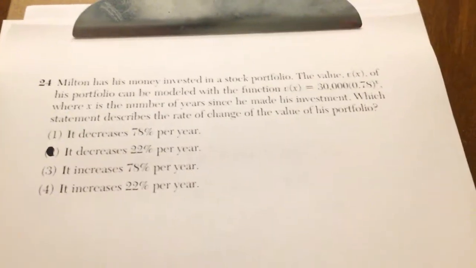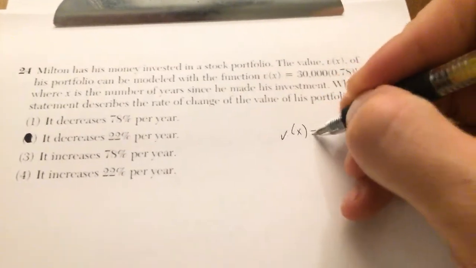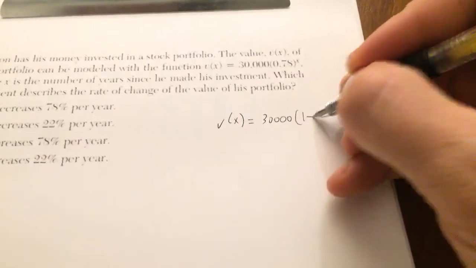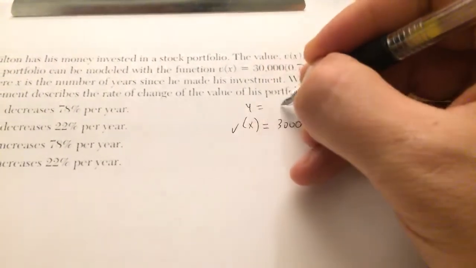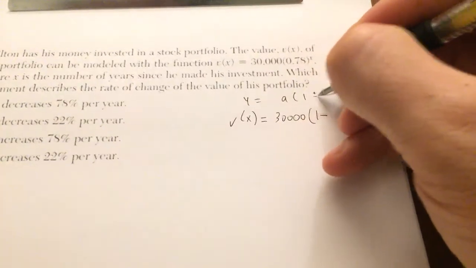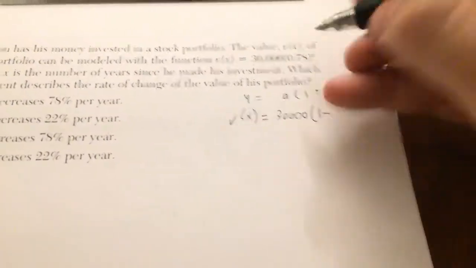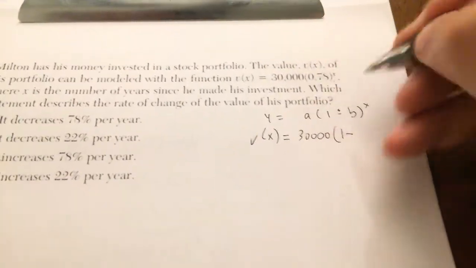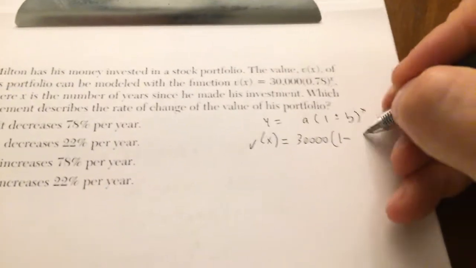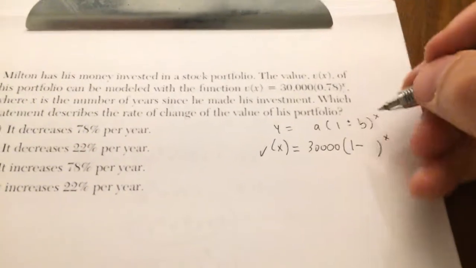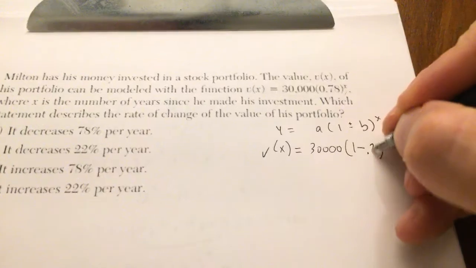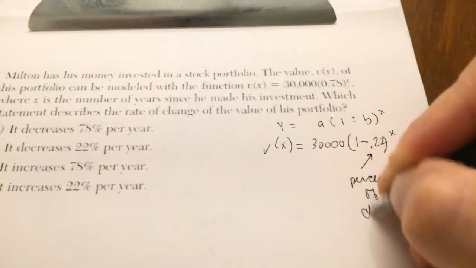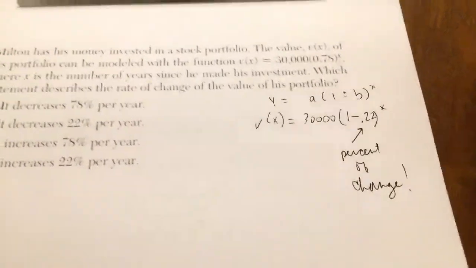Milton has money invested in a stock portfolio. They don't even ask you to solve anything. But remember, if you write this in a manner where you have a times 1 plus or minus b to the x, this is the general form. You have to do 1 plus or minus something. Since this value is less than 1, we probably subtracted. Well, what did you subtract inside the parentheses to get 0.78? I subtracted 0.22. This is your percent of change. It's not 70. It's not 0.78.